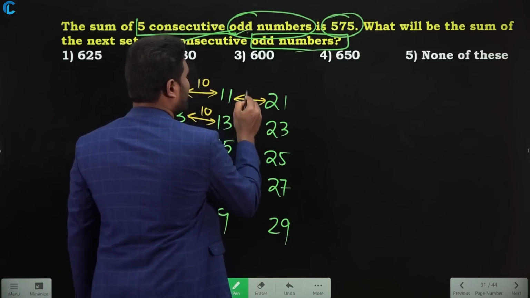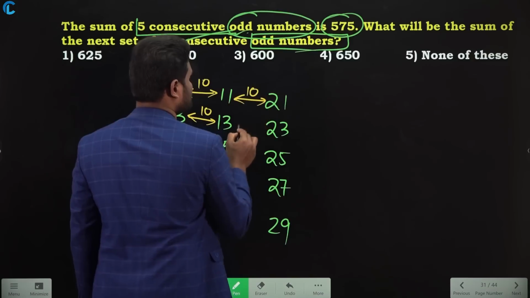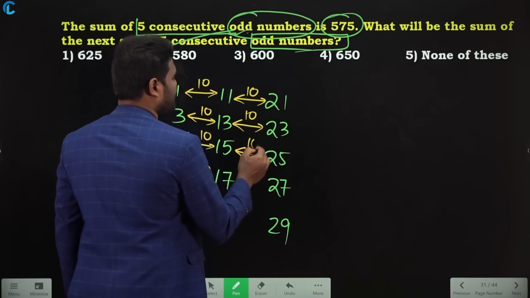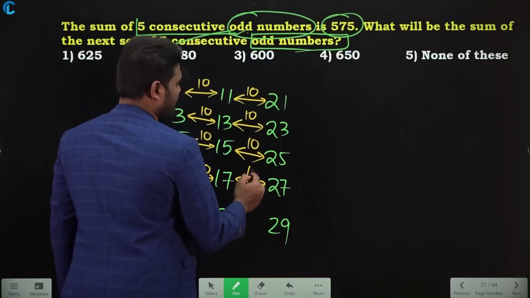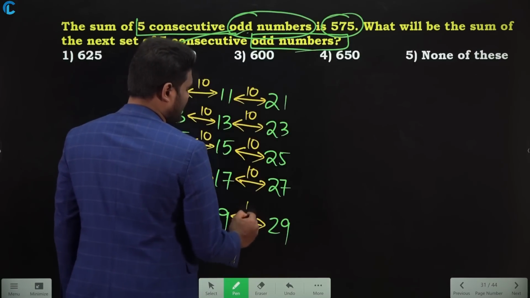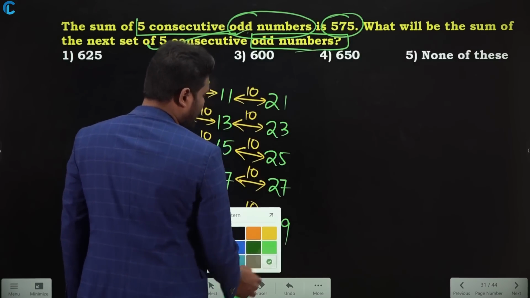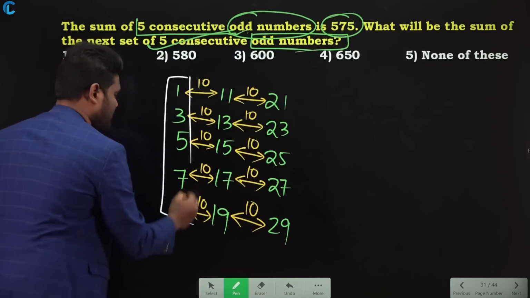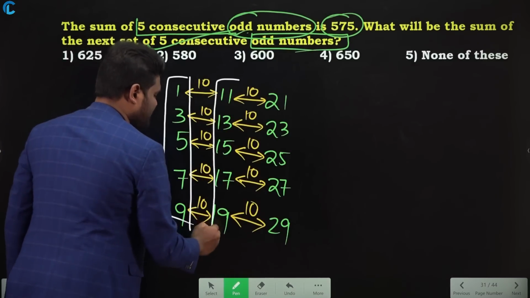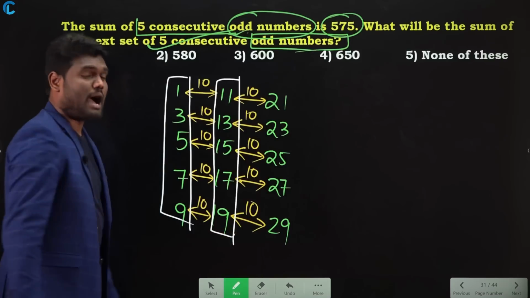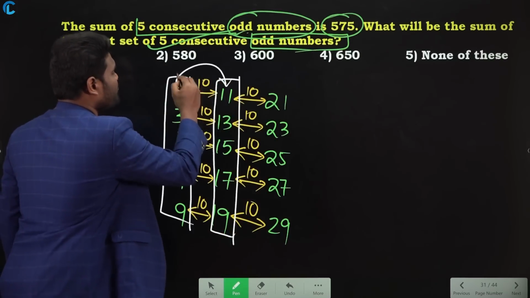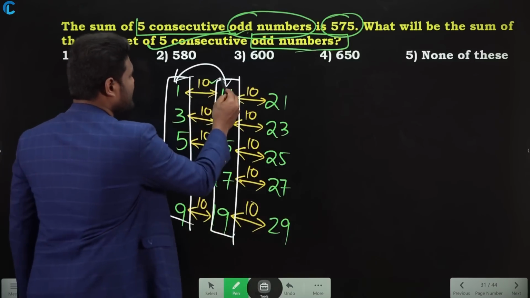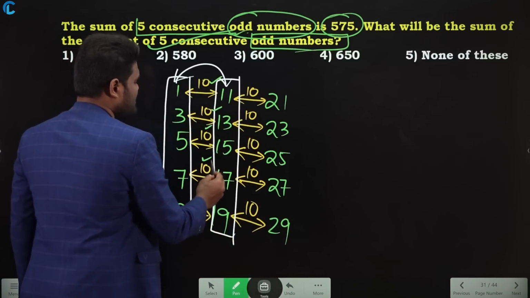Similarly, 11 and 21, the difference is 10. 13 and 23, the difference is 10. 15 and 25, the difference is 10. 17 and 27, the difference is 10. 19 and 29, the difference is 10. So if you observe carefully, these are the first 5 consecutive odd numbers and these are the next 5 consecutive odd numbers. If you observe the difference between these two, look here, what is the difference? This is 10, this is 10, this is 10, this is 10, this is 10.